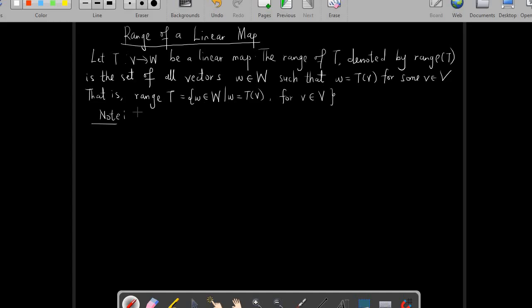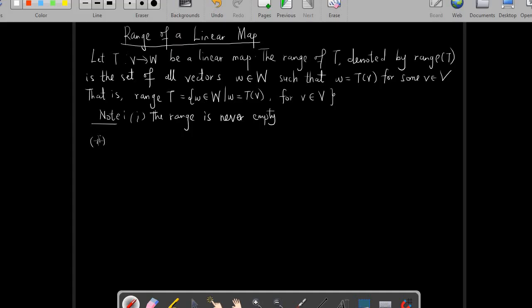Now take note of these things. Number one: the range, just like the kernel, is never empty. The range is never empty, just like the kernel.